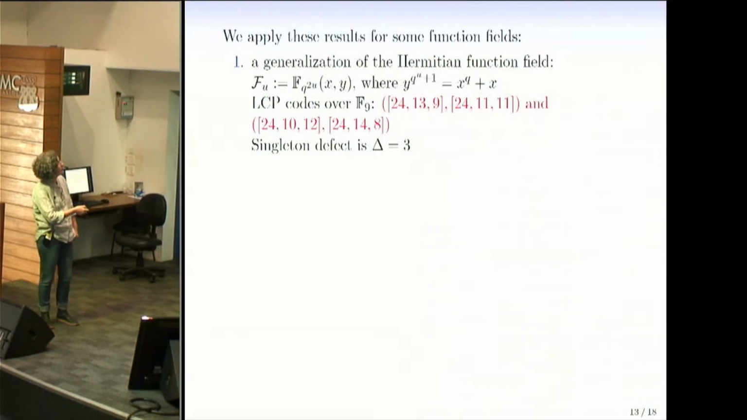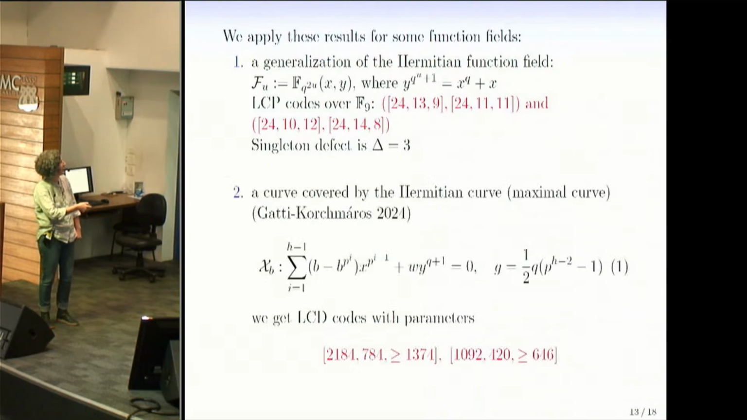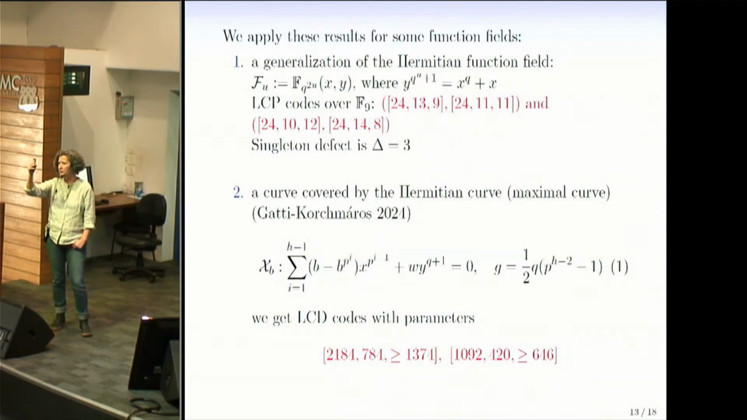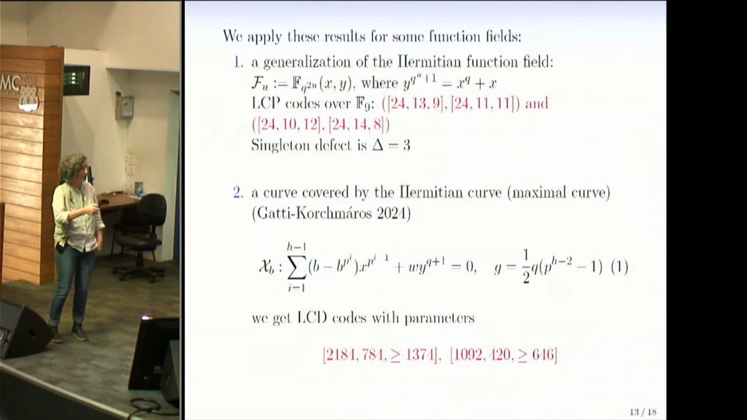Okay. And we also, yeah, just a second construction. We did something for a curve that was covered by the Hermitian curve. And as in the talk from Monday, if you have a curve that's covered by a maximal curve, it's still maximal. So we know that this curve is maximal.